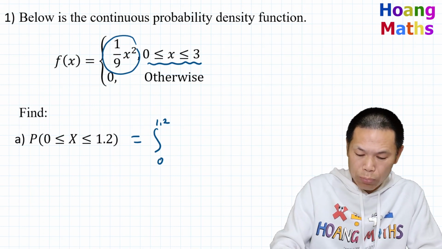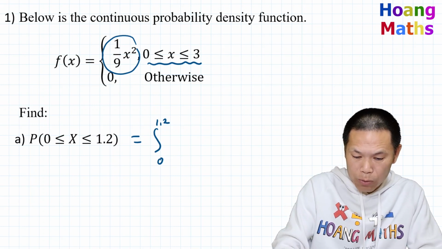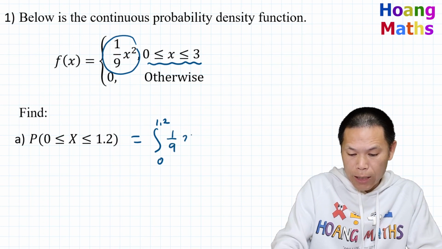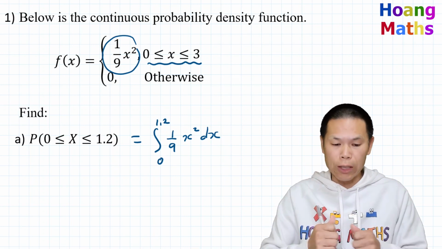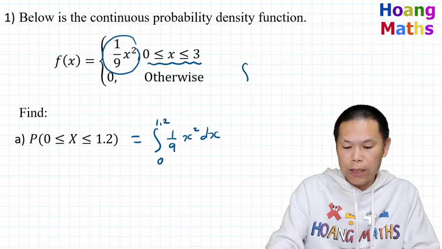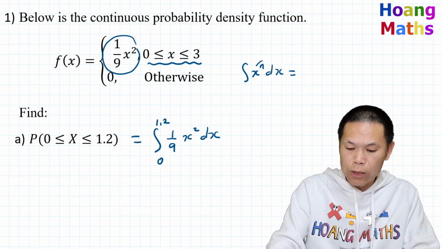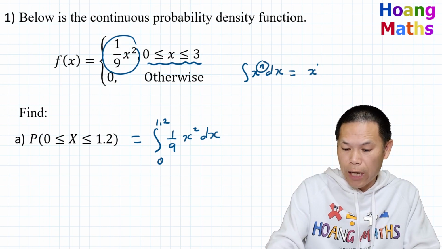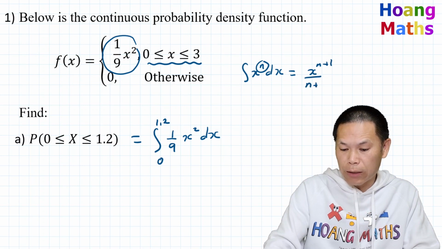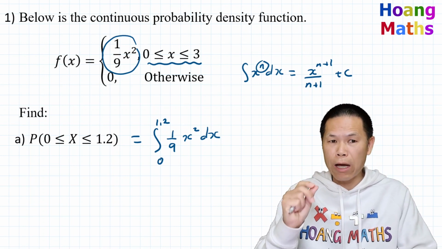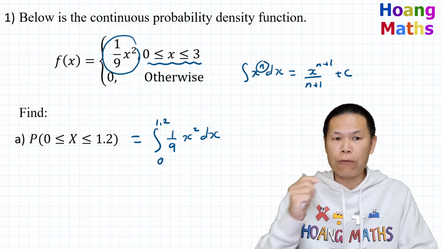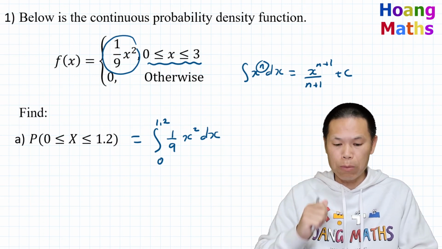So from 0 to 1.2, that becomes 1 over 9 x squared with respect to x. Now we just integrate this. Don't forget, the integral of x to the power of n dx: we go n plus 1, so x to the n plus 1, and we divide by n plus 1. Don't forget we add a c. But in this case, because we work out a definite integral, we don't need to add c. Keep that in mind.